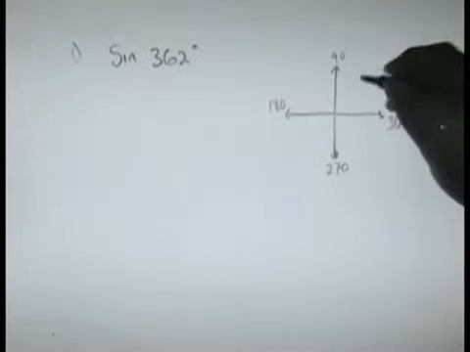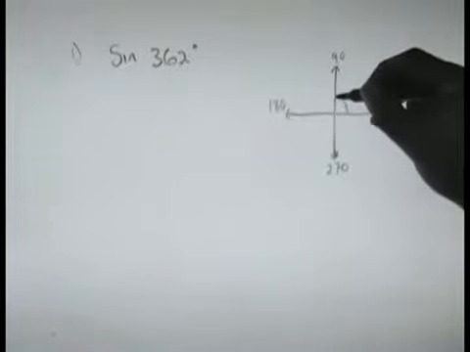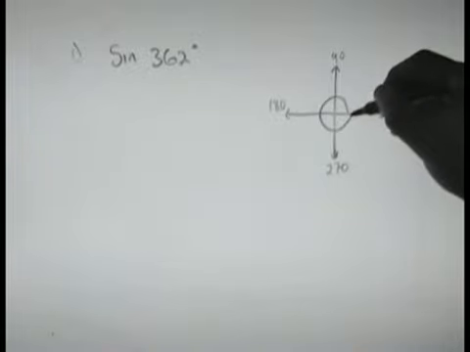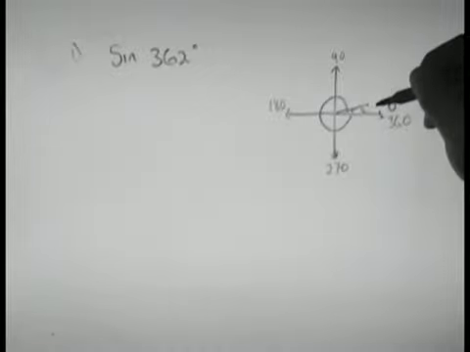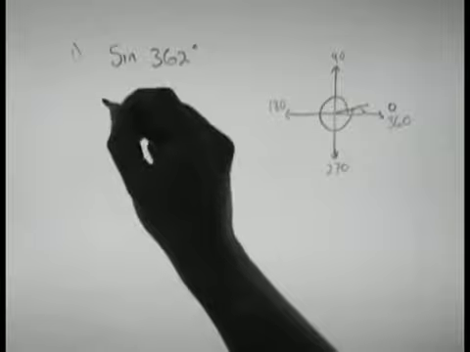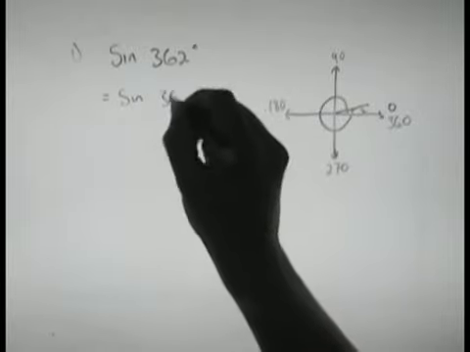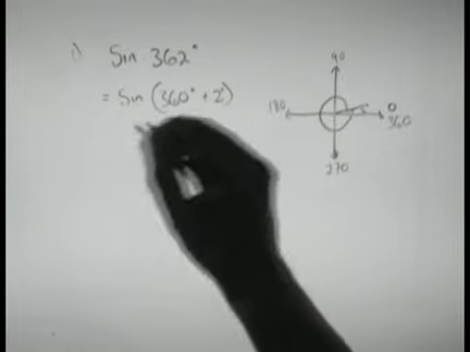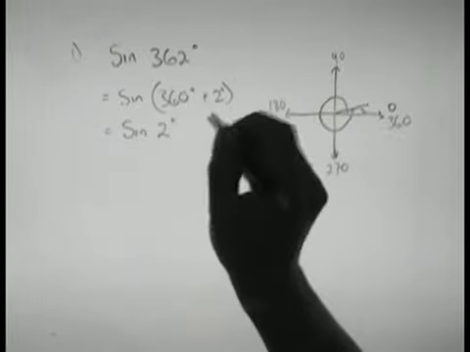So sine of 362, let's look at 362 degrees. That's 90, 180, 270, 360. We're not yet stopping. We're going a further 2 degrees over there. That means that sine of 362 is the same as sine of 360 degrees plus 2 degrees, which is equal to positive sine 2 degrees.